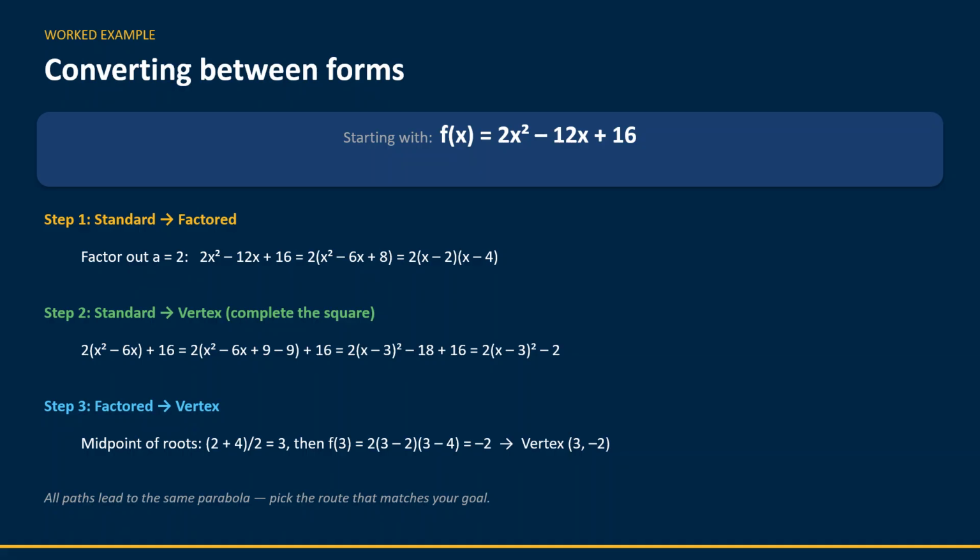To get vertex form, complete the square. Half of negative 2 is negative 1. Square that to get 1. Add and subtract 1 inside. x squared minus 2x plus 1 minus 1 minus 3 equals the quantity x minus 1 squared minus 4. That is vertex form. The vertex is at 1, negative 4. One function, three views, three different facts made visible.